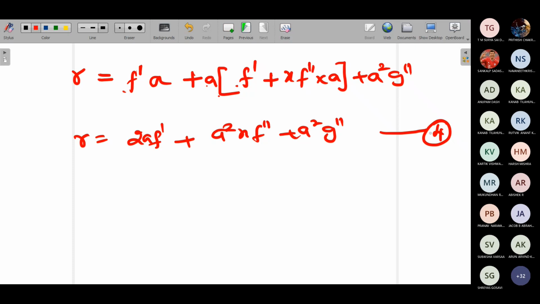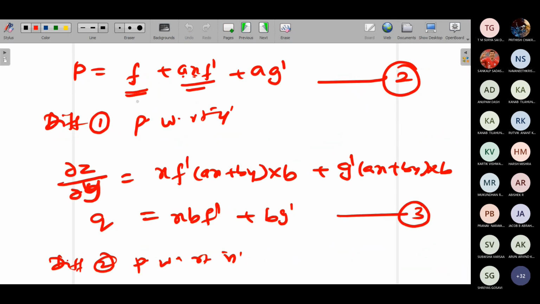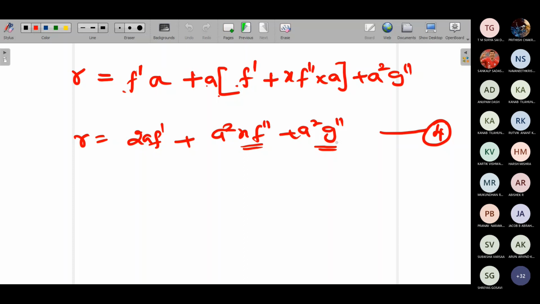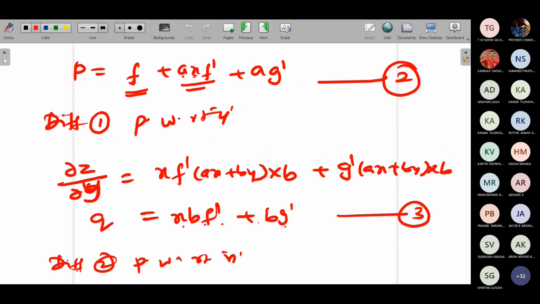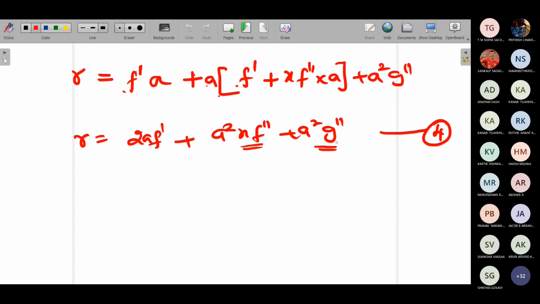If anything is getting cancelled, you can do it. See, you can replace this f double dash, g double dash. You cannot replace anything here. You have functions like xb f dash, bg dash. Differentiate 3 partially with respect to y. We'll see what is happening. So we'll get dou square z by dou y square, which you denote by t.